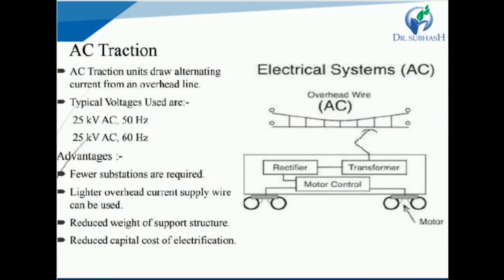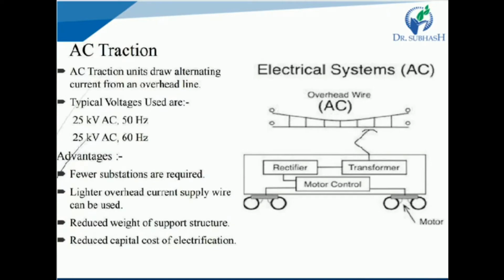Now the next is AC traction. In AC traction, the overhead wire has single phase, neutral and phase. The overhead wire carries the AC supply and gives it to the transformer, and the transformer to the rectifier. So it will be converted into DC and then given to the motor control. The motor control can control and give supply to the motor, so the desired speed we can get from the motor control to the motor. AC traction units draw alternating current from an overhead line. Typically the voltages used are 25 kV AC 50 Hz or 25 kV AC 60 Hz.